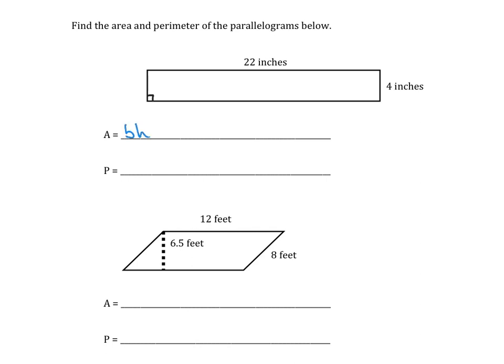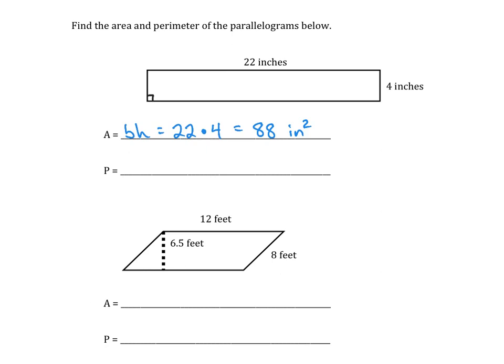The area of a rectangle is base times height. BH, base times height. Okay, the base is 22 inches times the height, which is 4 inches. Multiply 22 by 4 and you get 88 square inches. Very simple to do. You just multiply the base times the height. 22 times 4 is 88. Don't forget to label it correctly, square inches.